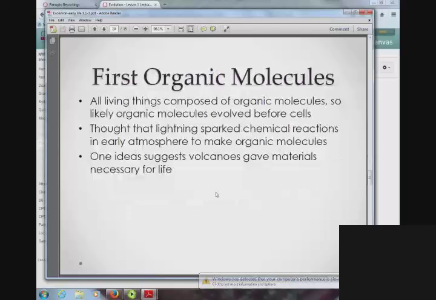Our first organic molecules are also important to look at. All living things are composed of organic molecules, so it's likely the organic molecules evolved before the cells did. It's thought that lightning sparked chemical reactions in the early atmosphere to make the organic molecules. One idea also suggests that volcanoes gave the materials that were necessary for life.